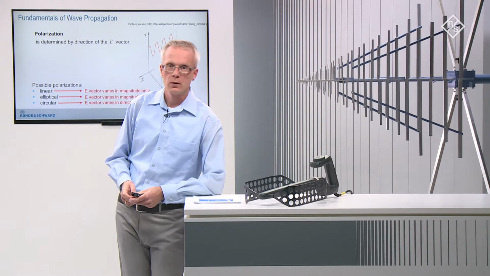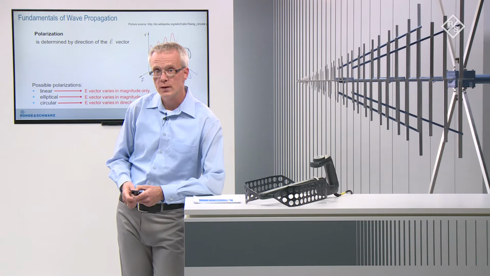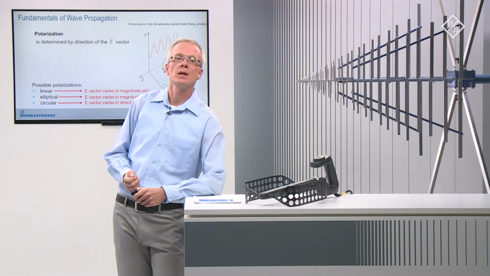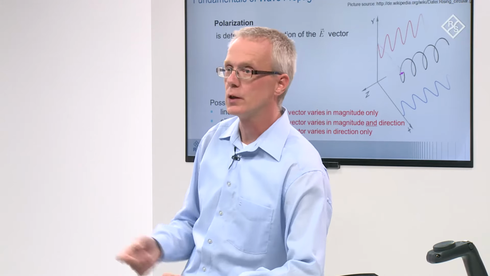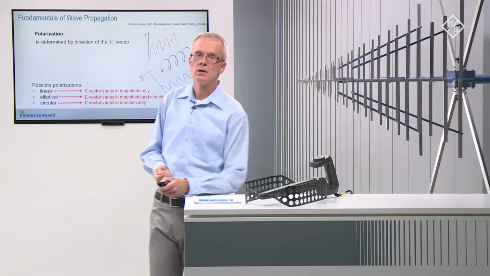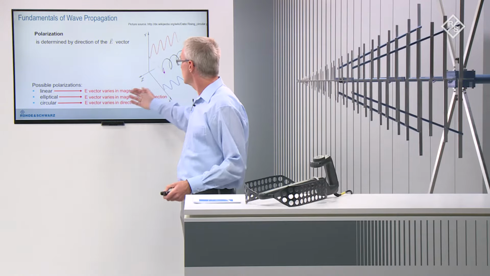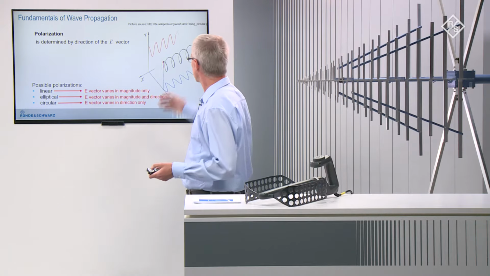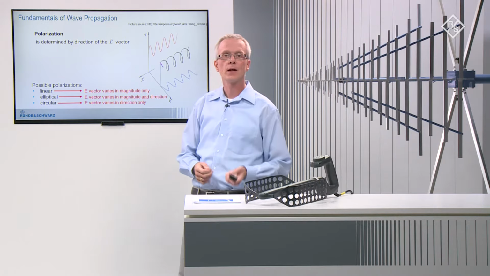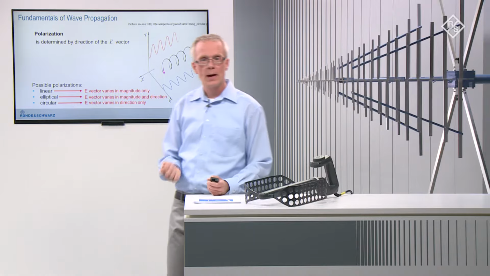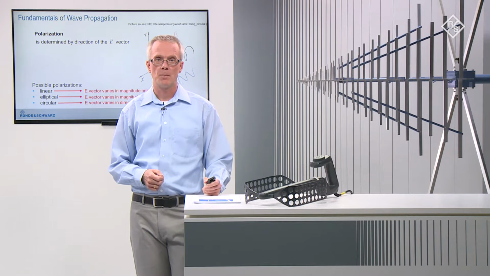Another important aspect in relation to the wave propagation is the polarization of an antenna. What is polarization? Basically, it is nothing more than the orientation or direction of the electric field strength vector of an electromagnetic wave. Usually, a differentiation is made between linear polarization, where the E vector only changes its magnitude, circular polarization, where the E vector changes only its direction, or elliptical polarization, where the magnitude and the direction is changing over time.